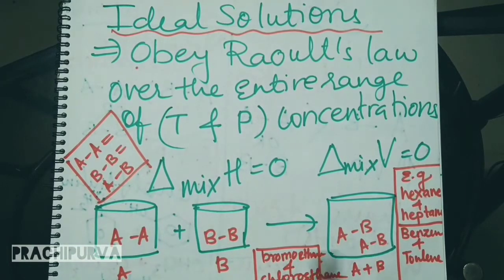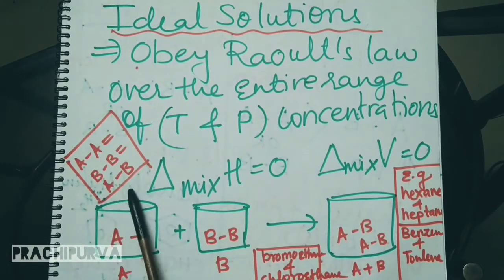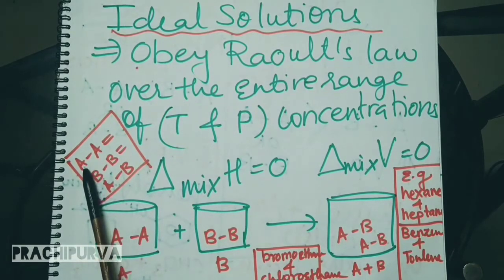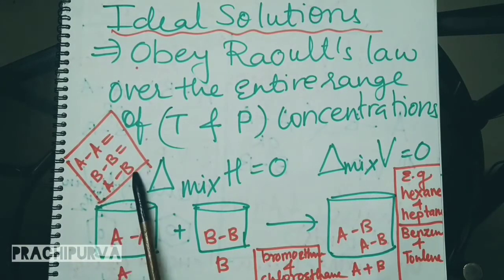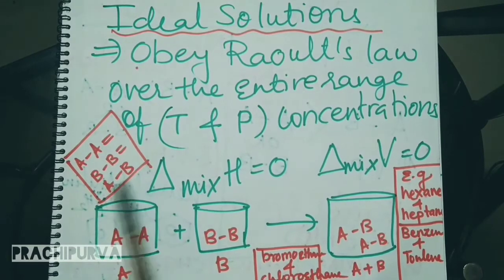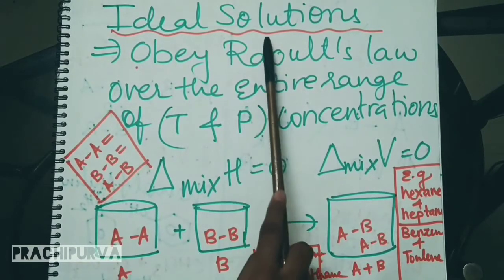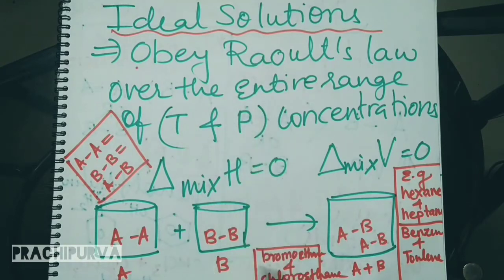When I mix, I get new interactions. When A is mixed with B, A forms a new interaction with B, and B forms a new interaction with A. Now, when we compare the strengths of these interactions, they are found to be equal. The strength of interaction between A molecules, between B molecules, and between A and B is equal. If it is equal, then this particular solution is said to be an ideal solution. So what are the examples? When you mix n-hexane and n-heptane.